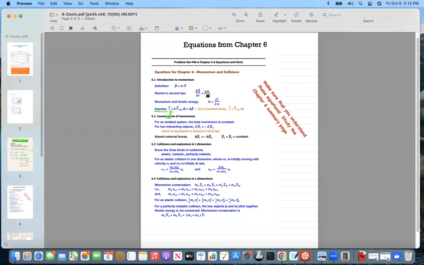And by this equation, the force times the time is the momentum, or is the change of momentum. So the impulse is the same as the change of momentum, but sometimes it's easier to calculate force times time than it is to calculate change of momentum.